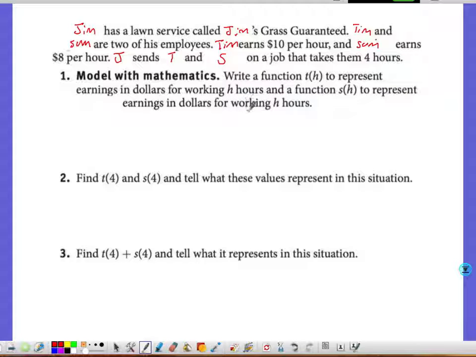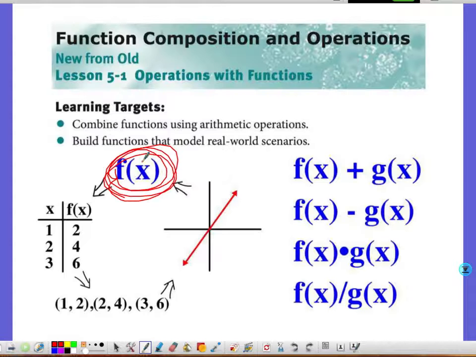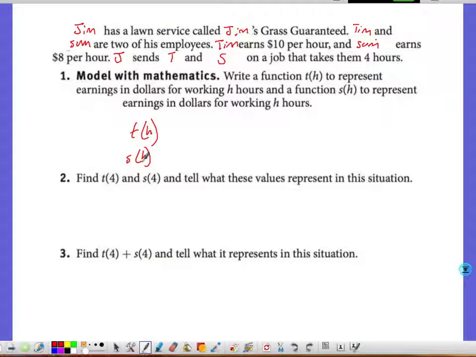Question number 1. Write a function t of h to represent the earnings in dollars for working h hours and a function s of h to represent earnings in dollars for working h hours. So right away with the first question we begin to build functions that model real-world situations. Basically t of h represents Tim's earnings per hour and s of h represents Sam's earnings per hour. And these are very simple functions to build.